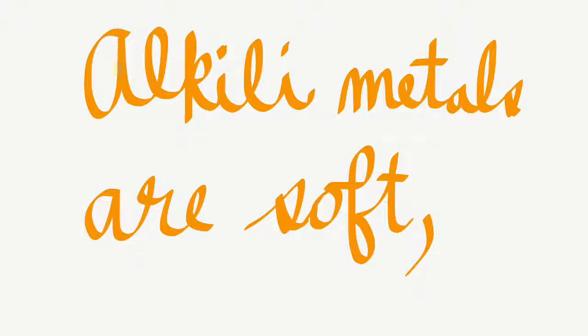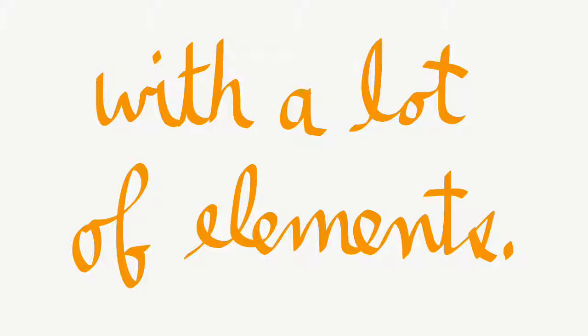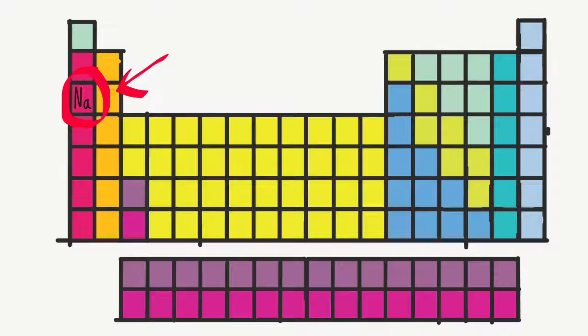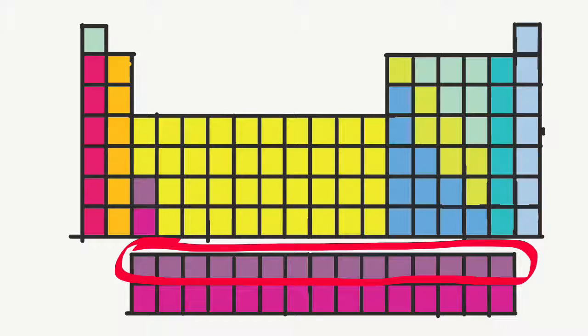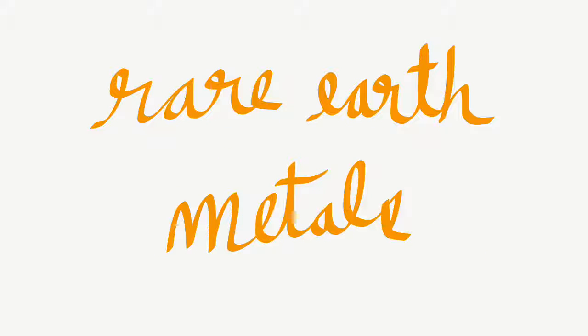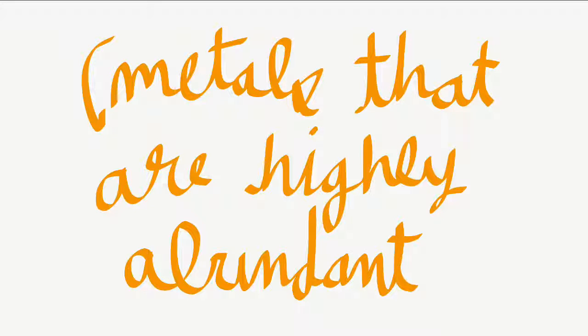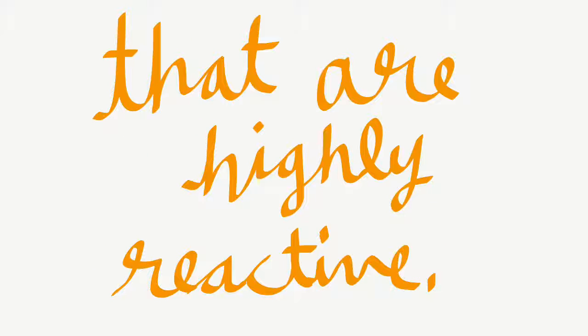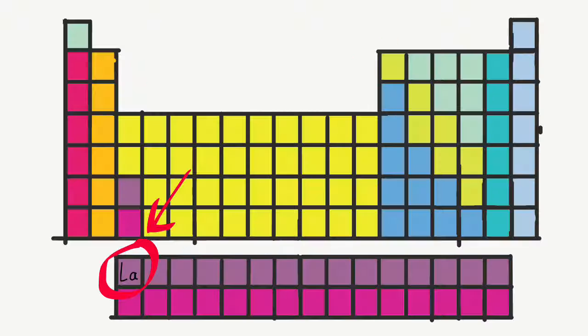The reddish squares are alkali metals. Alkali metals are soft, and they react easily with a lot of elements. Sodium is an alkali metal. The slightly less reddish squares are lanthanoids. Lanthanoids are soft, silvery white, rare earth metals, metals that are highly abundant in the Earth's crust, that are highly reactive. Lanthanum is a lanthanoid.